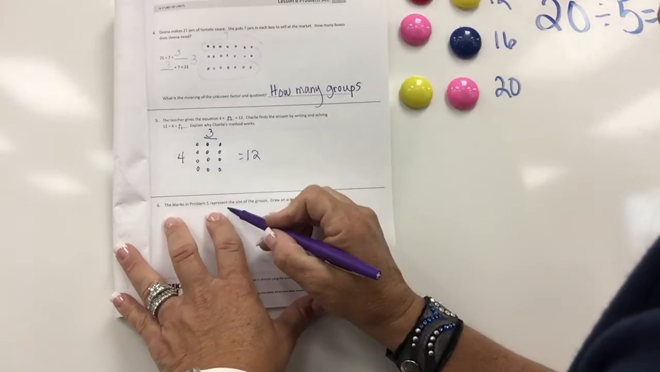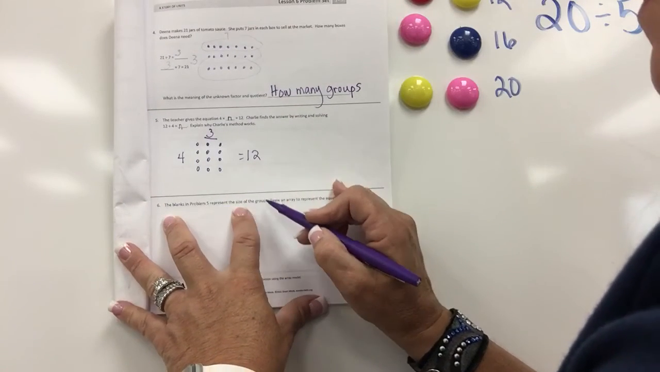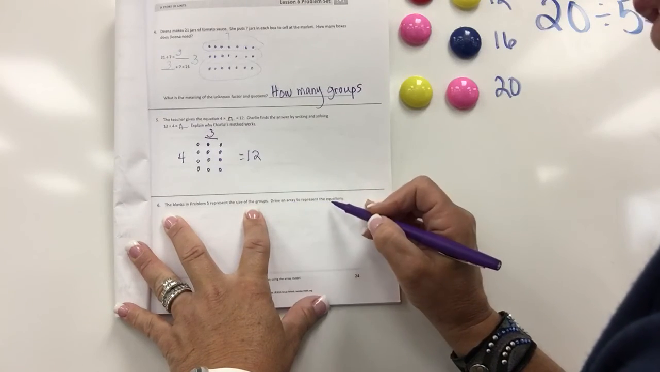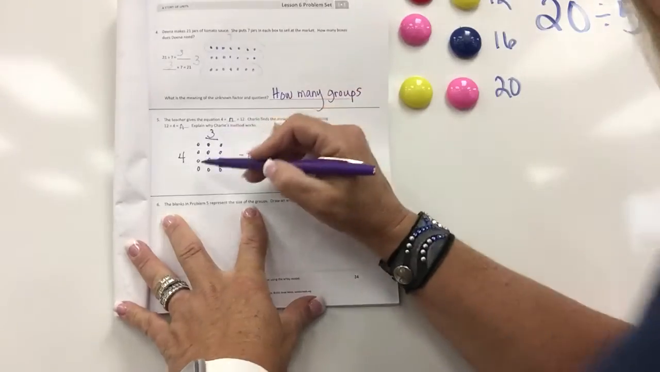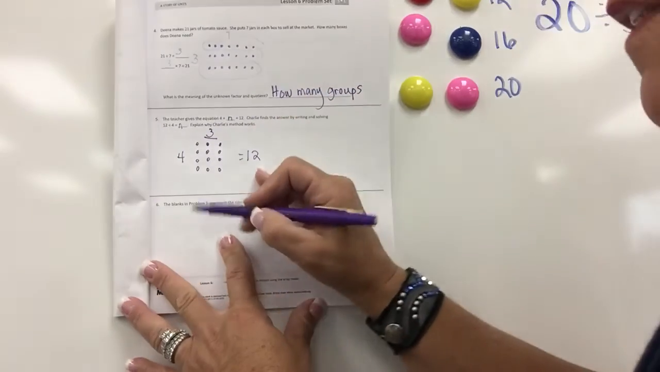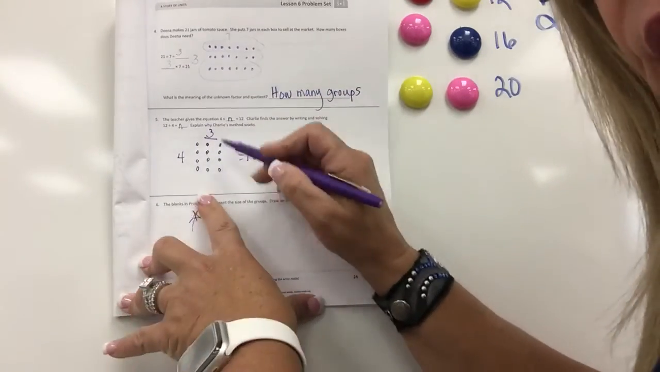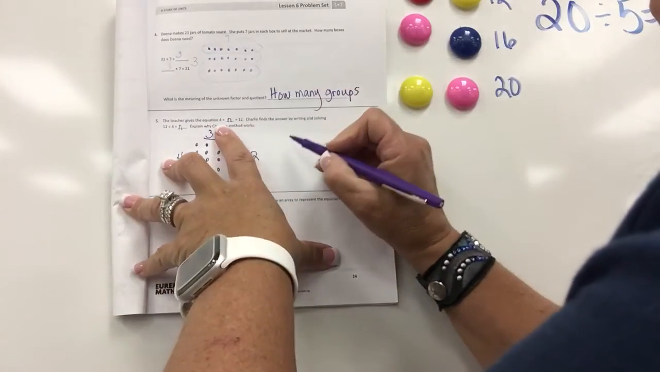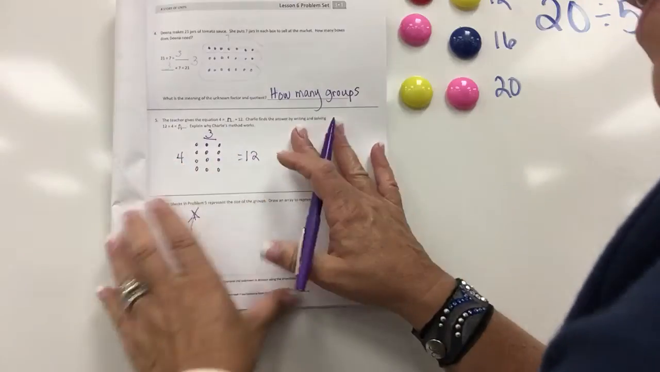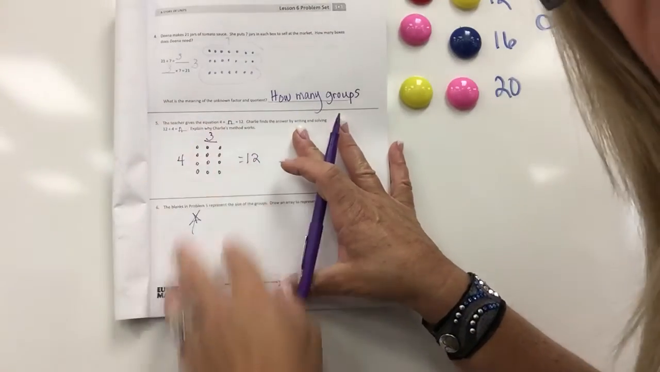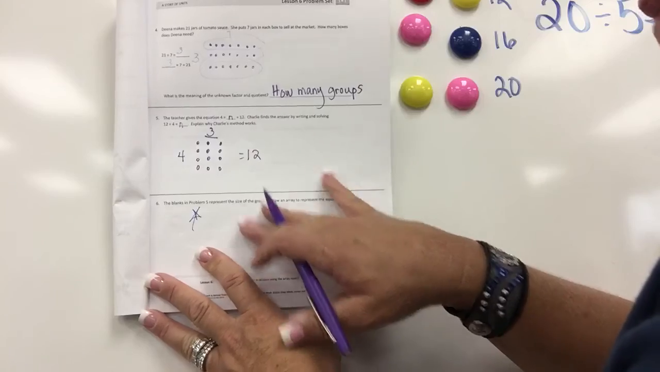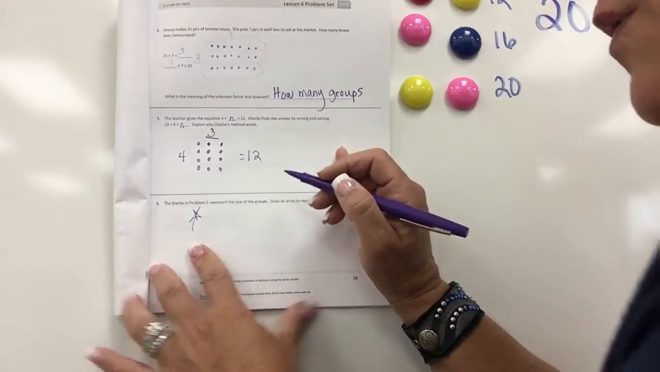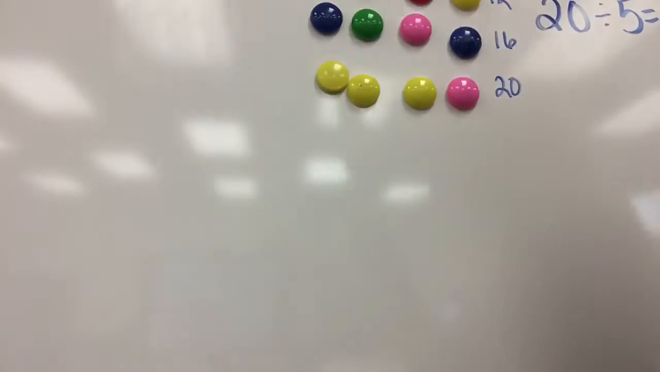The blank in problem 5 represents the size of the groups. This is the size of the group. Draw an array to represent the equation. Now, if you went ahead and did this, then you get a star because you already did it. So either way, some people do it a little bit different. They might just do dots all over the place. If you did an array on this problem, then you don't have to do this problem. If you didn't do an array, just make the array down here and make sure you do that. That's our math today.